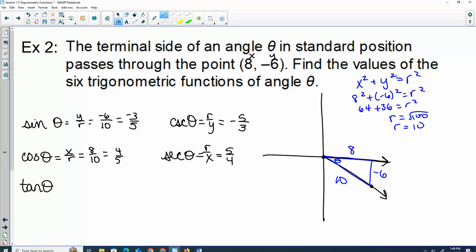Tangent, TOA, y over x, or opposite over adjacent, so -6 over 8, -3/4. So the reciprocal cotangent is x over y, or -4/5.